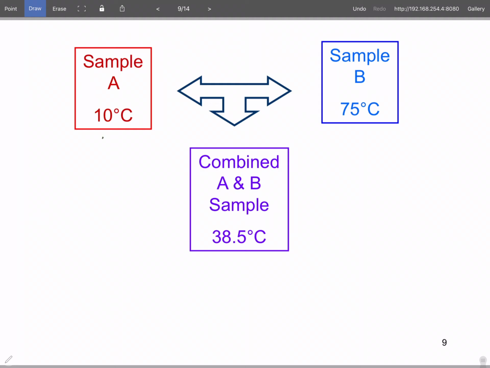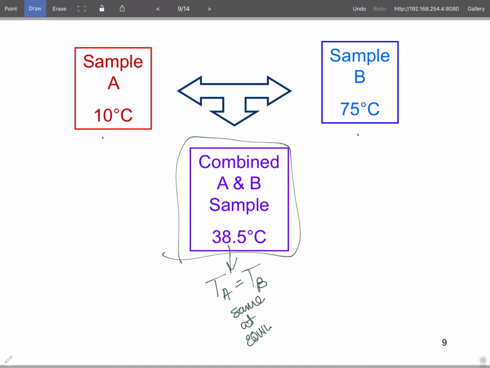Well, we're going to combine sample A with sample B. And when they're done, they will reach some equilibrium. Notice that when they combine and they're done, the temperature of A is equal to the temperature of B. It's the same at equilibrium. And equilibrium is when we have transferred all the energy, etc. And notice if you take 10 and 75, you get 85, and you divide it by 2, it's 40 something. It is not half. You really don't know what that final temperature is going to be without the specific heats.